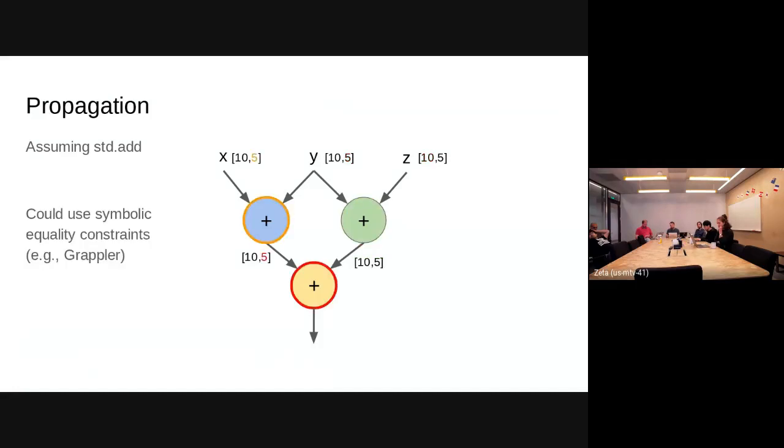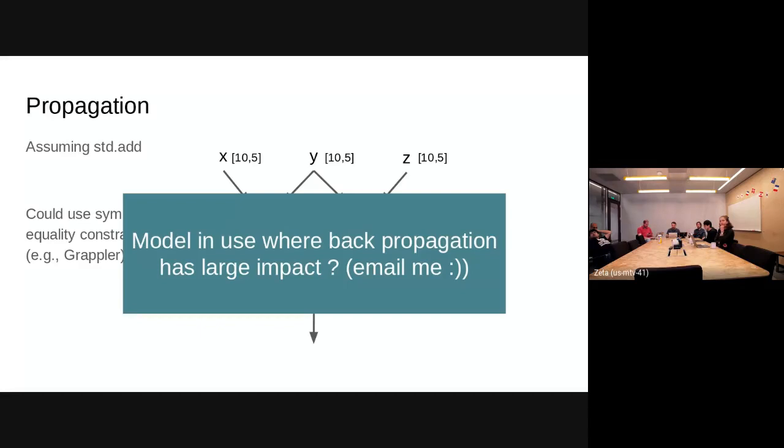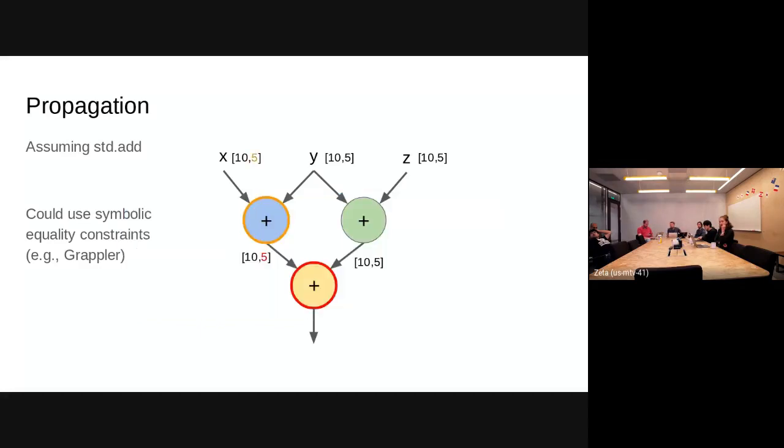And even when we have gone down, we might have to go up and reevaluate shape functions, unless we use something like symbolic equality constraints, such as Grappler uses, to get to the final state. I'll talk about this a little bit later: whether we do backwards or forwards is agnostic to the shape description, the description of the constraints, and how we utilize it.